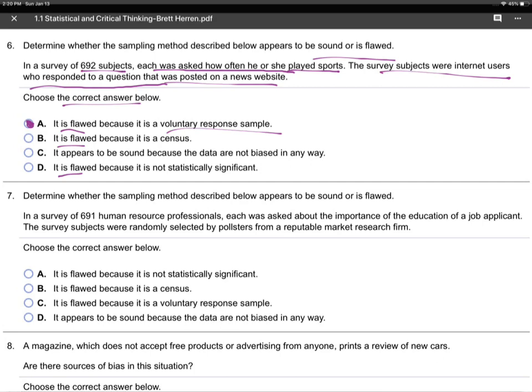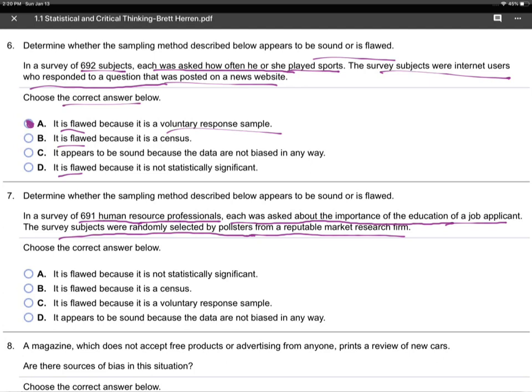Voluntary studies are bogus. Number 7, a survey of 691 human resource professionals. Each was asked about the importance of the education of a job applicant. The survey subjects were randomly selected by pollsters from a reputable market research firm.